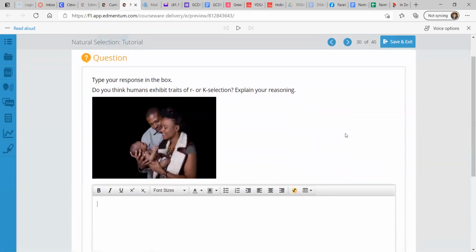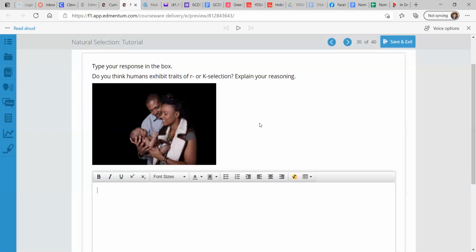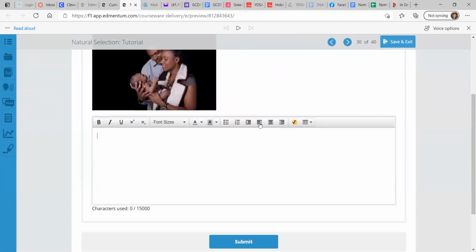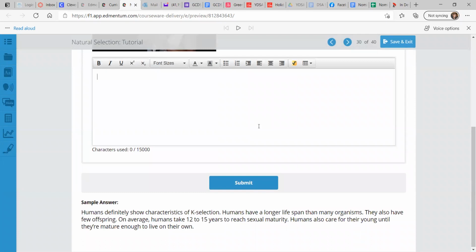All right, so warm up. Do you think humans exhibit K or R selection traits? Oh, I think I gave away the answer, but I think you can reason your way through this as well. Humans definitely show characteristics of K selection. They are based on carrying capacity.